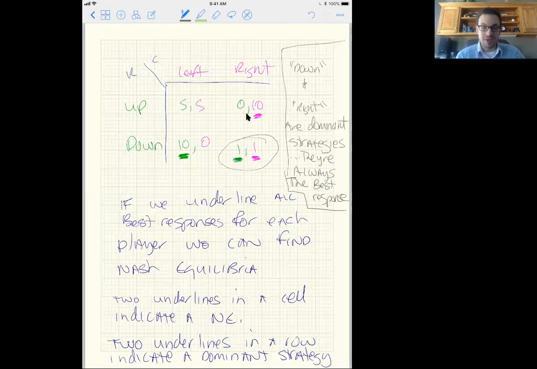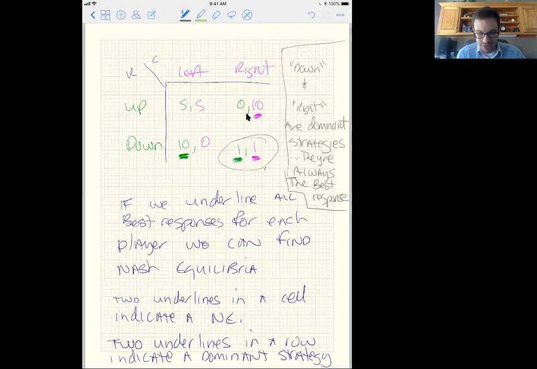And because these are best responses, nobody has a profitable unilateral deviation, right? By construction, because we have found that down right are mutually best responses, we know that no player can gain by deviating, which means indeed this has to be a Nash equilibrium. So 2 underlines in a cell in the matrix indicate a Nash equilibrium. The other way to say that, suppose we don't have a matrix, is that a Nash equilibrium is when both players are using their best response to the rival's strategy.